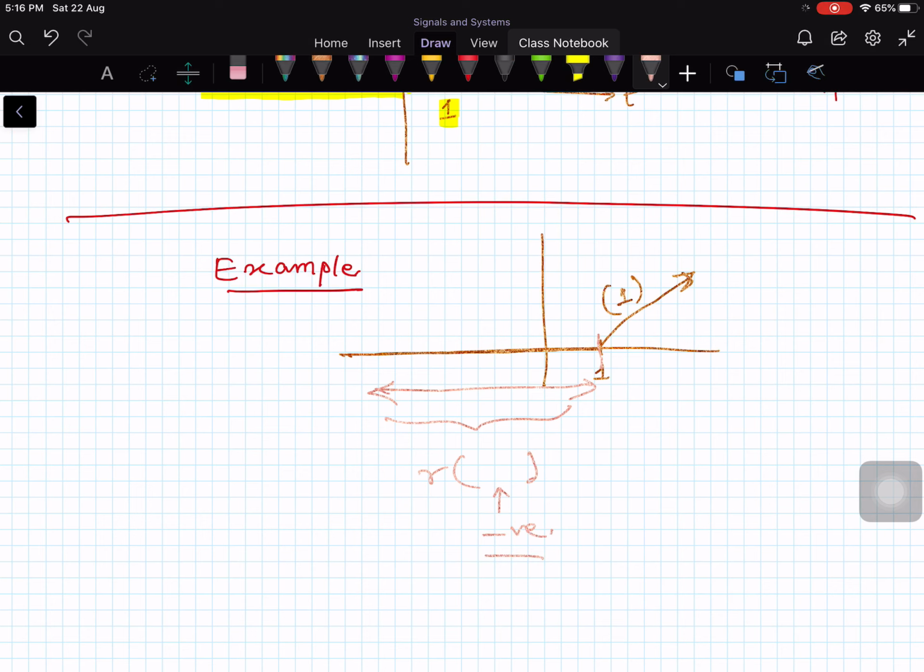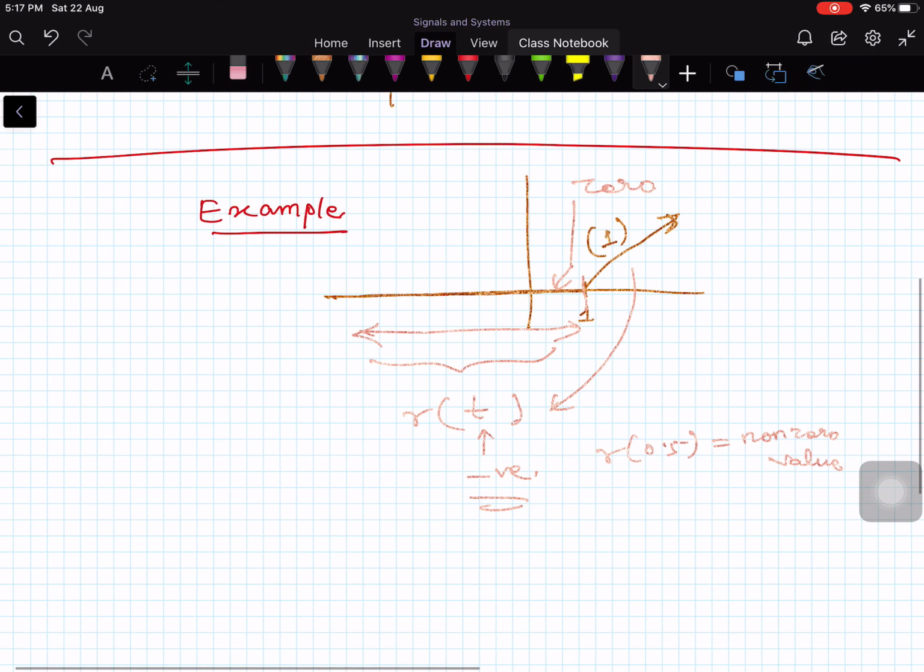That's it. Now if I put t, then it will not be negative if I put t equal to 0.5. If I write r of t, then r of 0.5, I should get some non-zero value. But here I have a 0 value. Therefore somehow I need to modify that. So what will I do? I will put r of t minus 1, so delayed by 1 unit of time.